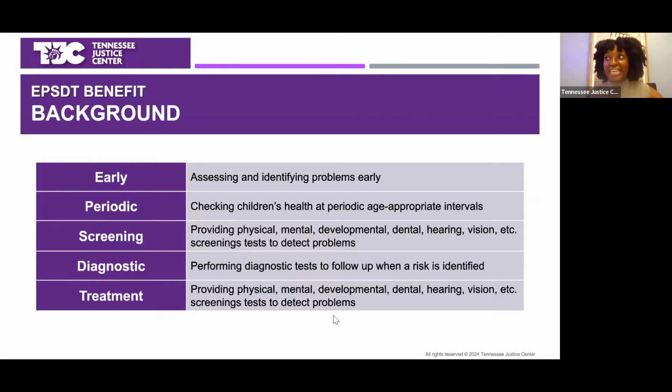Screening: we're going to provide kids with physical, mental, developmental, dental, hearing, vision, and behavioral screenings, et cetera, to detect any problems that may be there. And if we do identify problems, that brings us to the diagnostic piece. We're going to perform diagnostic tests to follow up if we identified a risk in these screenings. And then finally, that brings us to treatment. We're going to provide physical, mental, developmental, dental, hearing, and vision treatment for detected problems.